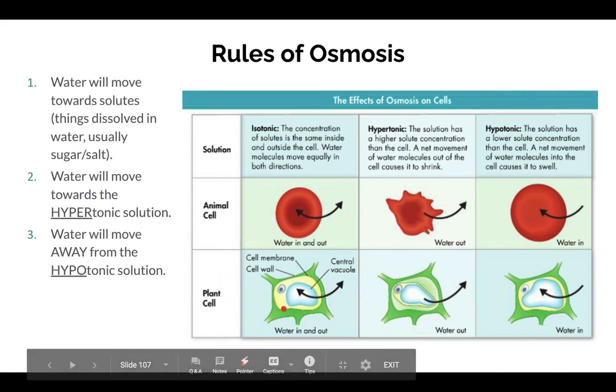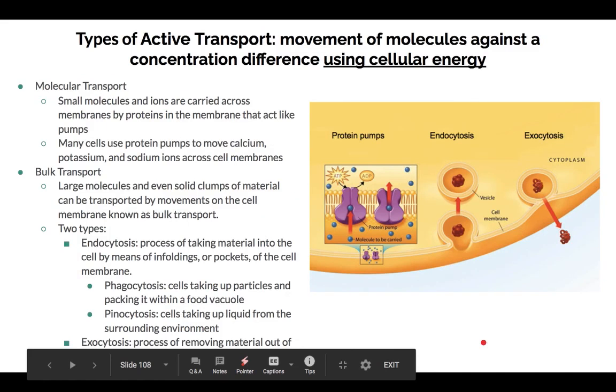Looking at a plant cell in an isotonic solution, water is moving in and out at an equal rate. For a plant cell in a hypertonic solution, water wants to move out of the cell towards the solution because it has a higher concentration of solutes. In a hypotonic solution, water is going to want to move into the cell, because the cell has a higher concentration of solute and water is attracted to the inside of the cell. So water comes in and the cell will expand.